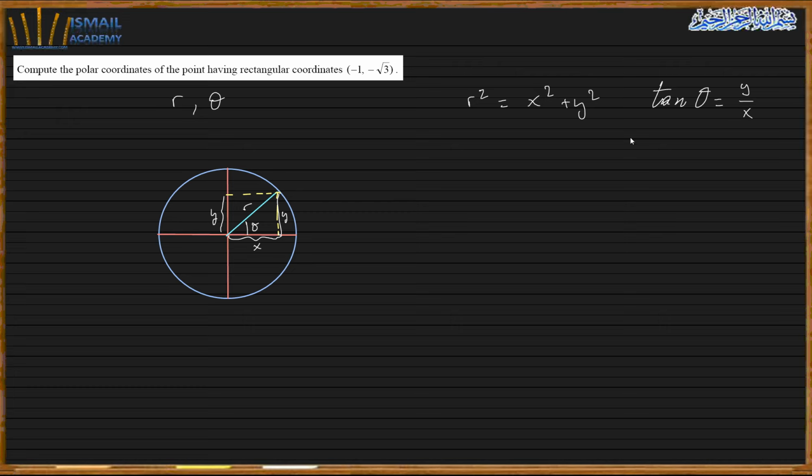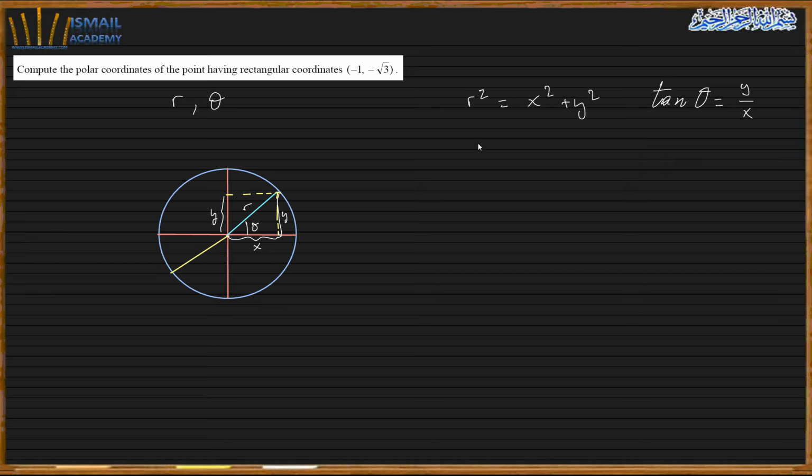But you have to be careful here. The angle can be anywhere. Based on my information, x is negative and y is negative. That means the point is in the third quadrant, right here. So I need to make sure to find the exact angle and the radius. The radius is always positive, but here the angle is not between 0 and 90. It's greater than 180, so I need to see what to do here.